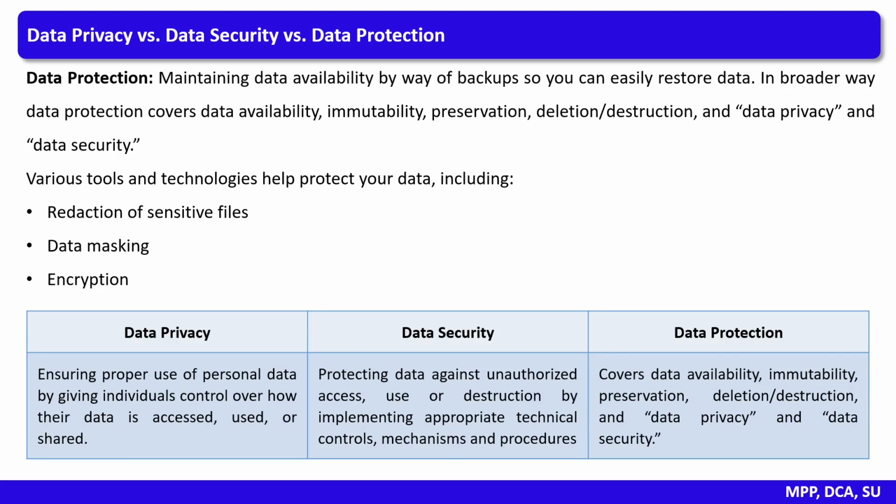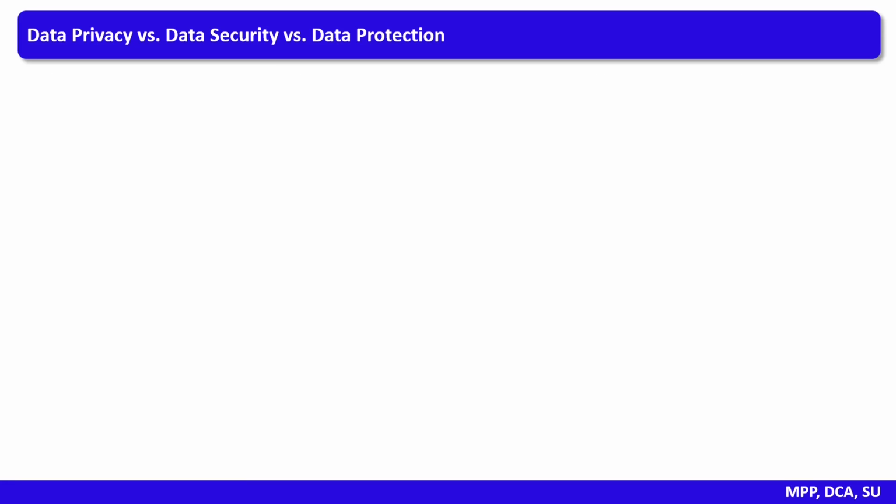Now, let us differentiate between data privacy, data security, and data protection. Data privacy ensures proper use of personal data by giving individuals control over how their data is accessed, used, or shared. Data security provides protection against unauthorized access, use, or destruction by implementing appropriate technical controls, mechanisms, and procedures. Data protection covers data availability, immutability, preservation, deletion, destruction, data privacy, as well as data security.